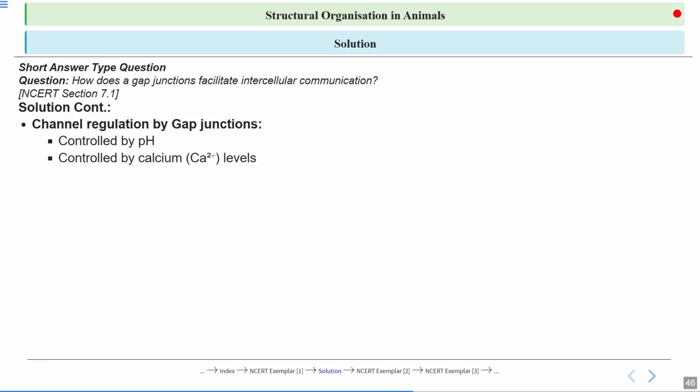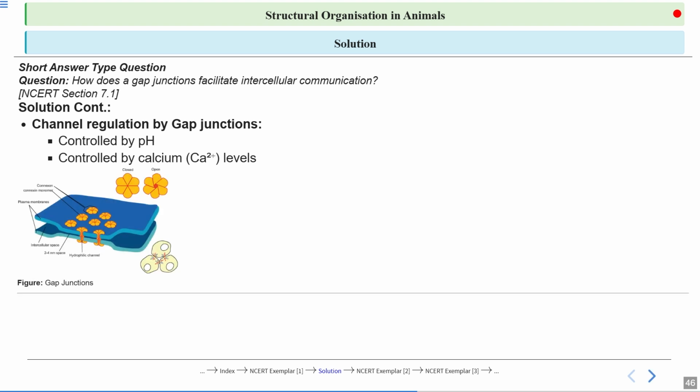Channel regulated by the gap junction. Controlled by the pH. So the opening of this gap junction is maintained, or you can say controlled, by pH. Controlled by calcium ion level. So calcium is a very, very important part of this connexin protein. So connexin proteins require calcium for opening. When they want to open, they require calcium ion at that time. Right?